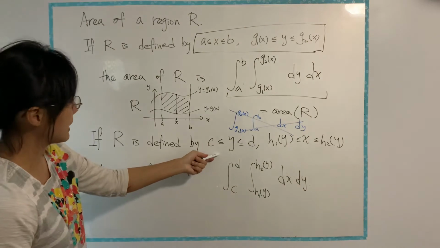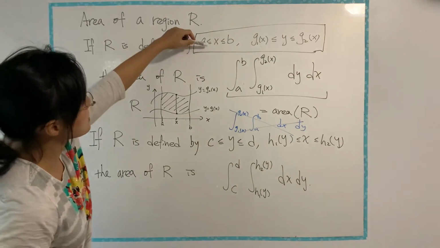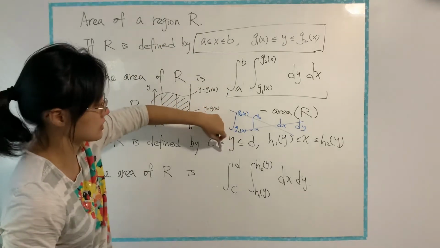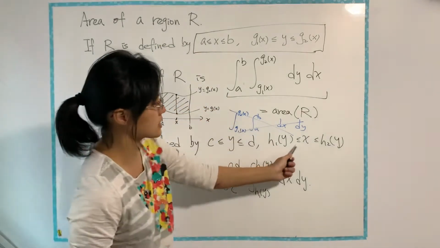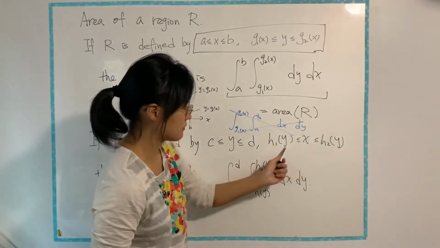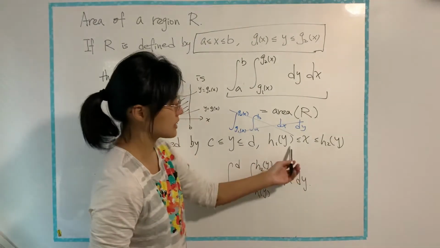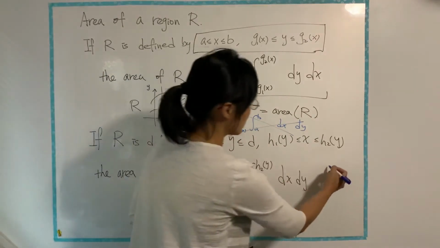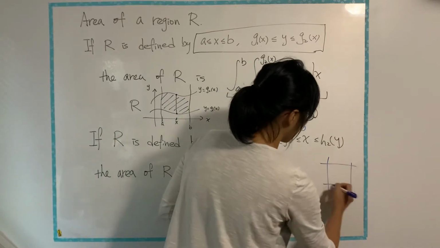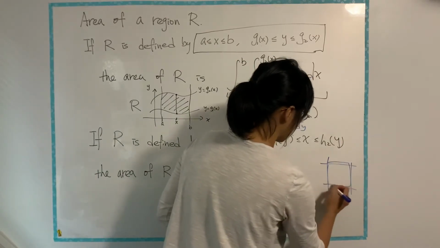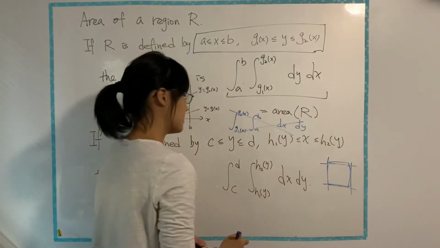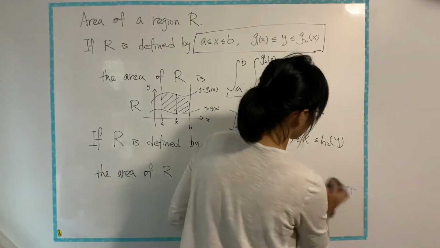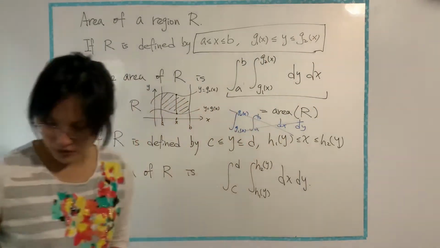Now we have the other situation. As opposed to x being bounded by two constants, I now have y bounded by two constants. In this case, you're going to have x bounded by two functions of y. Some of them can be constants, or both of them can be constants. If they're both real constants, then the region you have will just be a rectangular region. But we want to look at the more general case. So let's just say x is bounded by two functions of y.